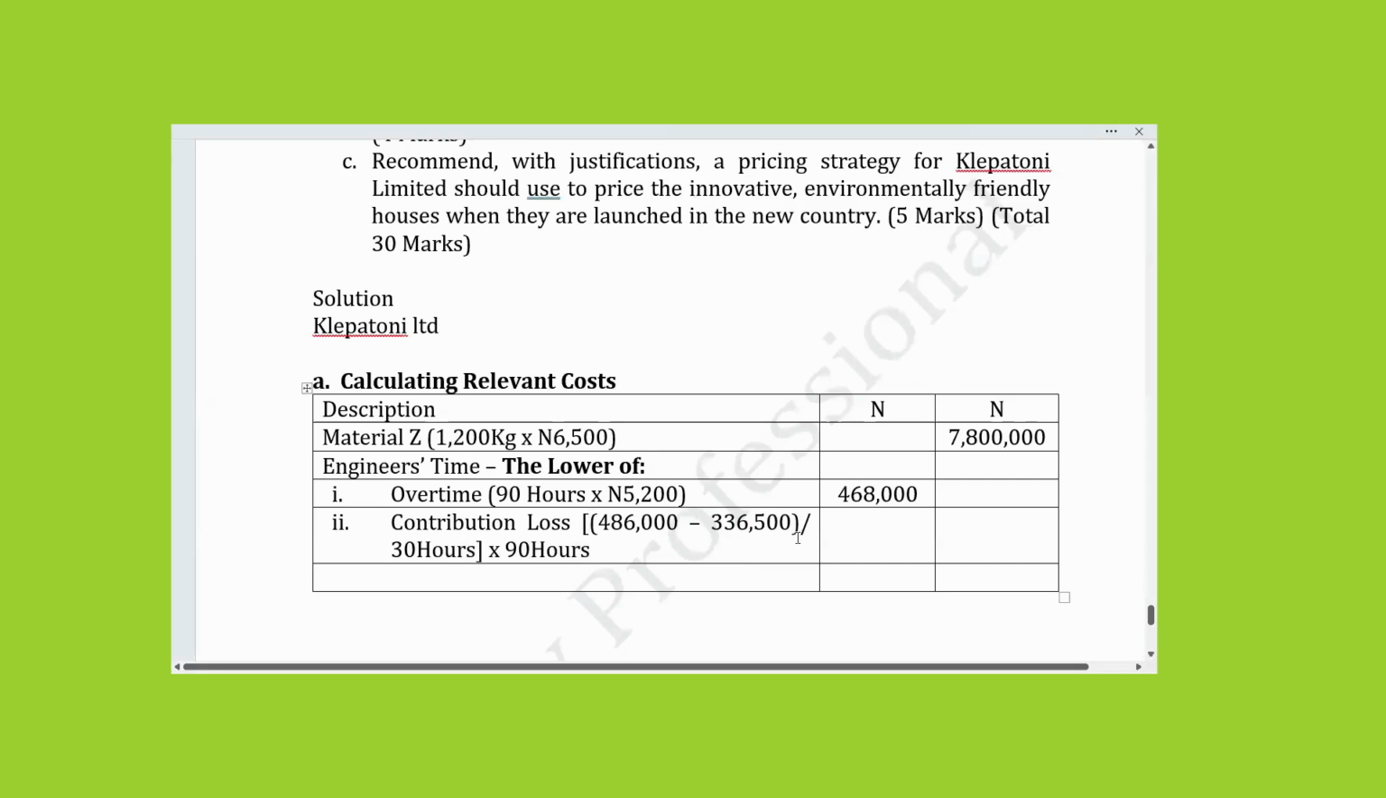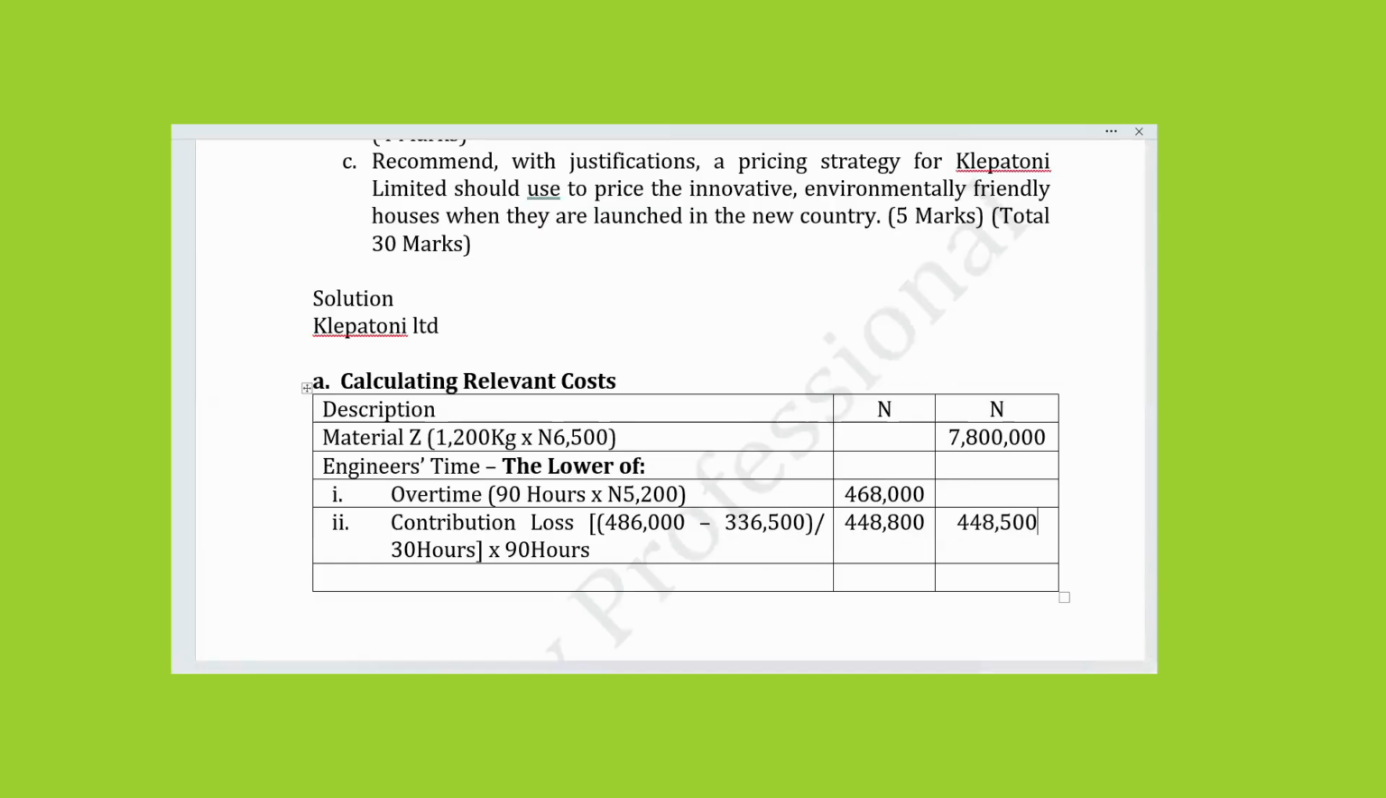So give it to me. What do you have here? Yes. 448,500. So you then take either of the two. Which one is lower? 448,500 is lower, isn't it? So that will be 448,500 because we are selecting the lower of 468,000 or 448,500. So that's all you need to do. Okay, so that's that.